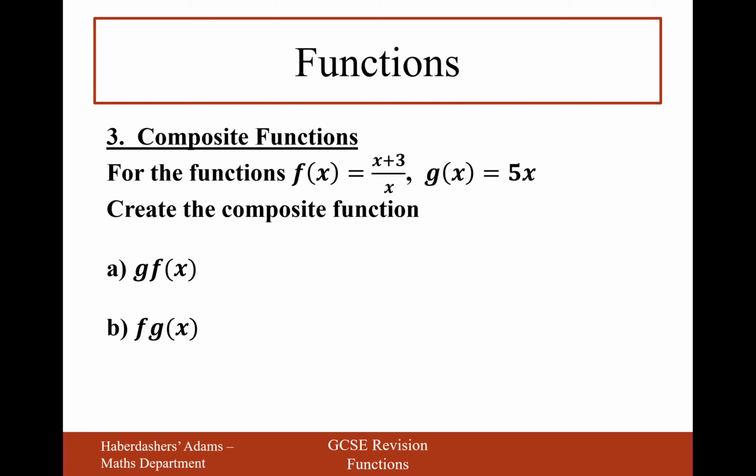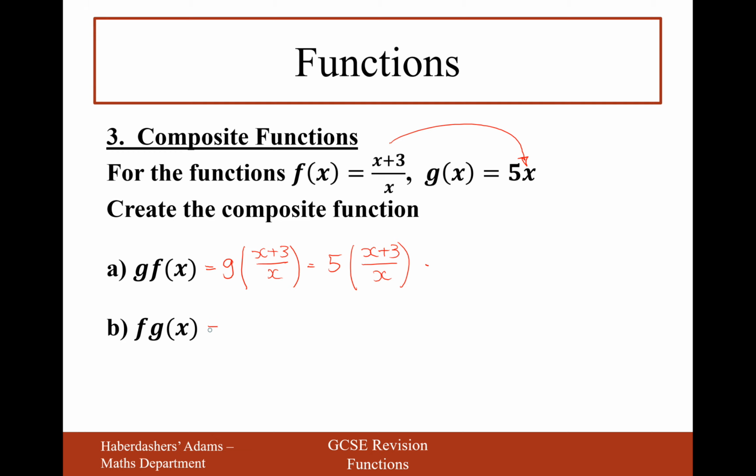Pause the video and have a go at this question here. Okay, so let's get started then. So in this first question here, we do the f function first because that's closest to x. It's going to be x plus 3 over x. The next thing we're going to do is take all of this big fraction here and substitute it into the x value in the g function. So it's going to be 5 times all of this thing in the bracket that's replacing the x. x plus 3 over x.